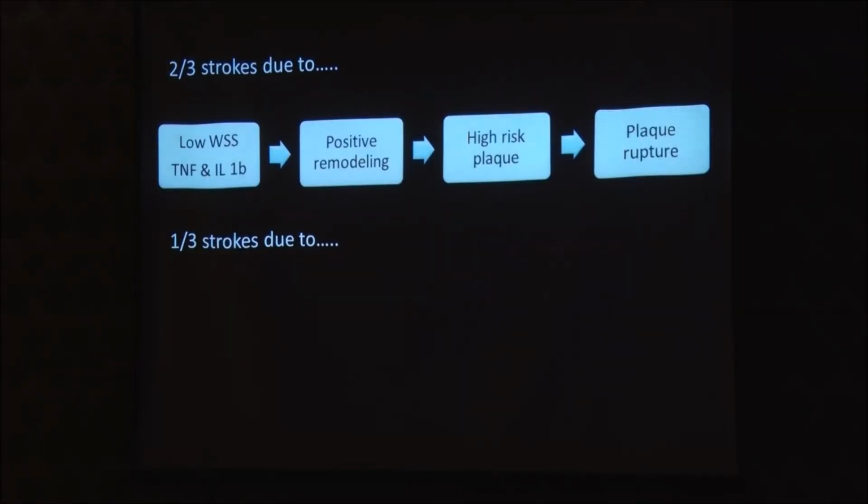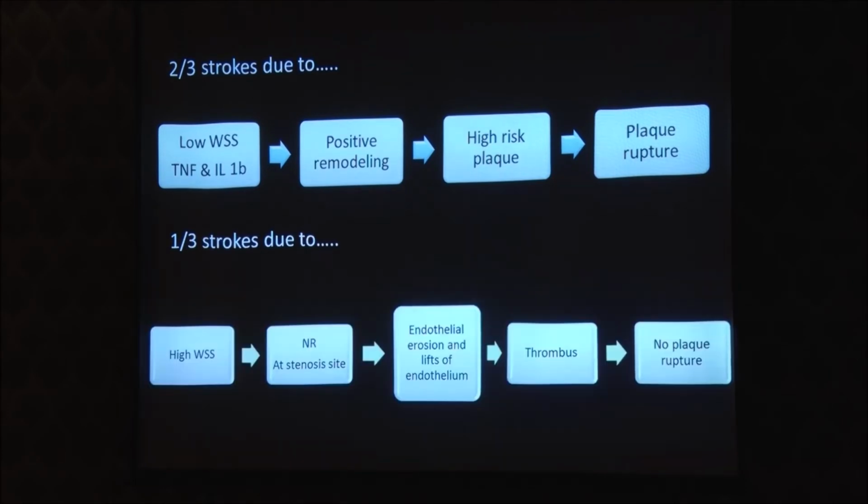So 2/3 of the strokes are due to low wall shear stress, positive remodeling, high-risk plaque feature, and plaque rupture. 1/3 of the strokes are due to high wall shear stress. How does it cause a stroke? It's not a bad plaque. It's a calcified fibrotic plaque. So what happens here? The endothelium gets sheared off, thrombus forms on the wall of the plaque, and that's what embolizes and causes the stroke.